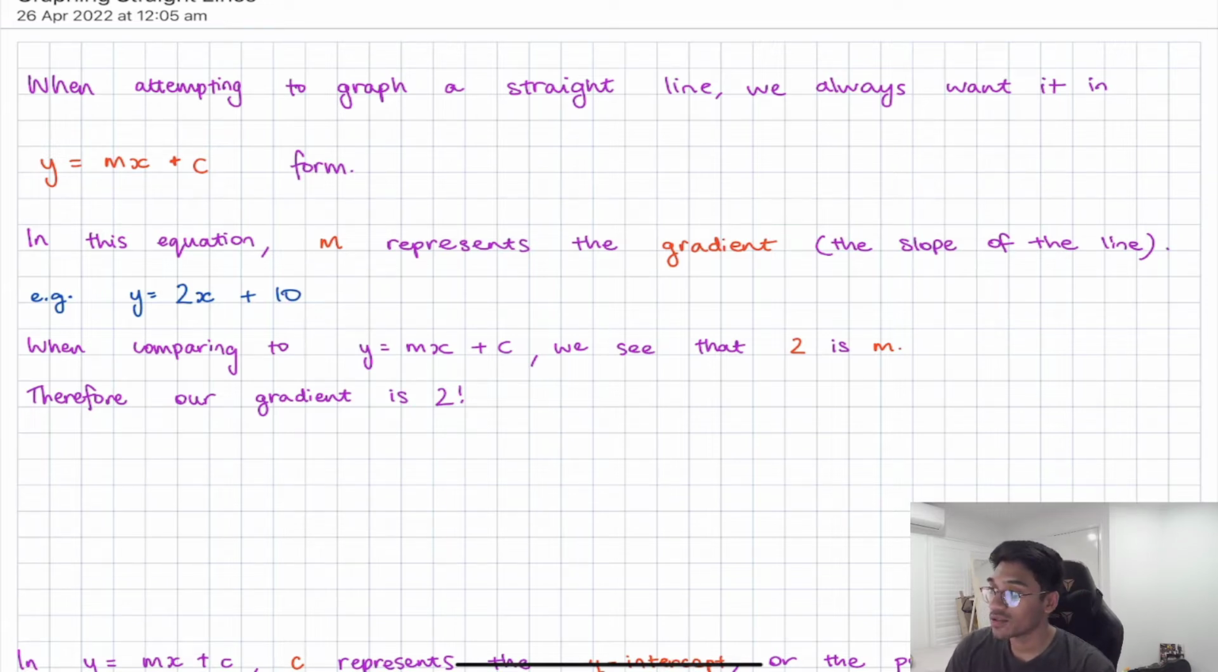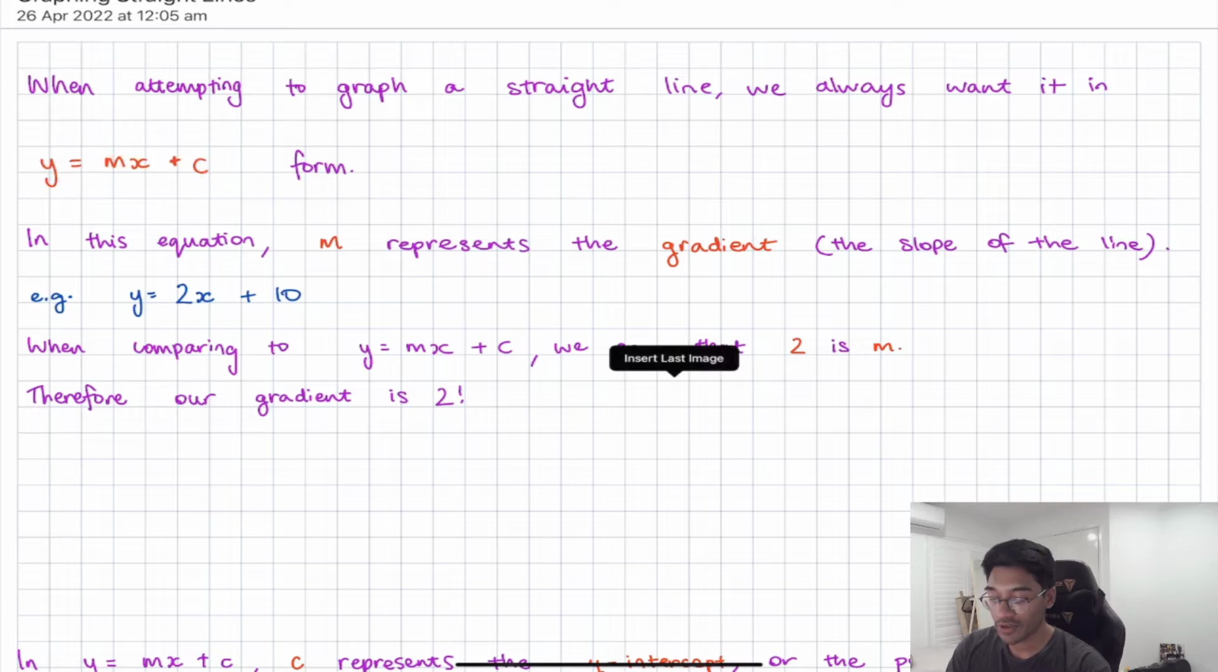Don't forget, you're always going to have that calculator with you. So I've got some notes here. I'll upload them in the Google Classroom as well, so you guys can copy those notes. When we're attempting to graph a straight line, we always want it in the y is equal to mx plus c form. That's the form we always want it in when we're graphing straight lines.